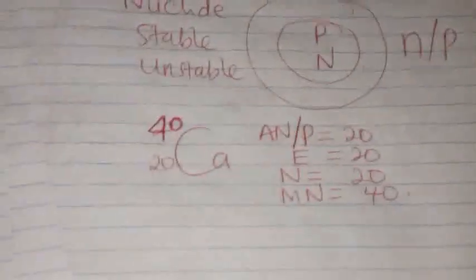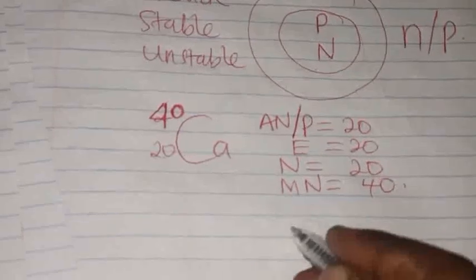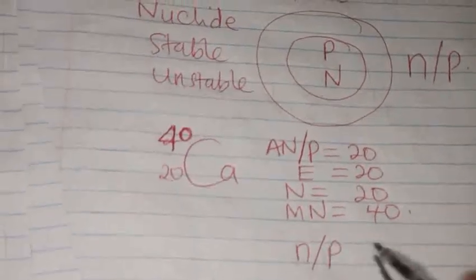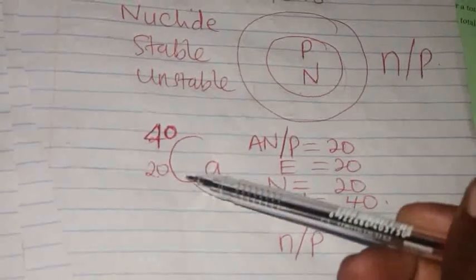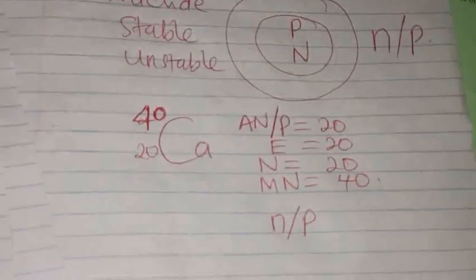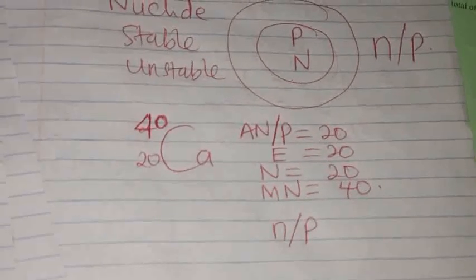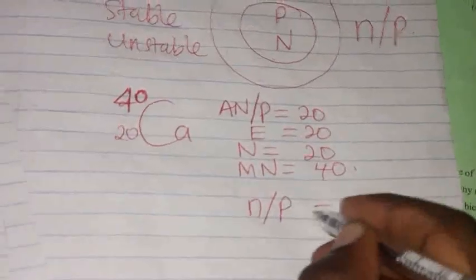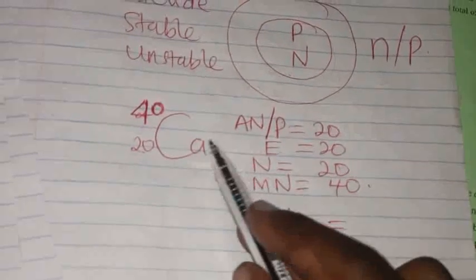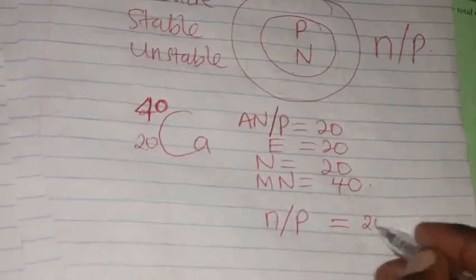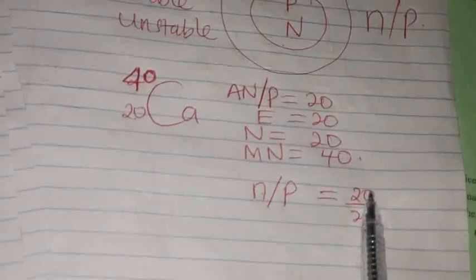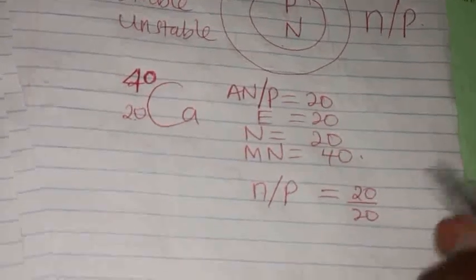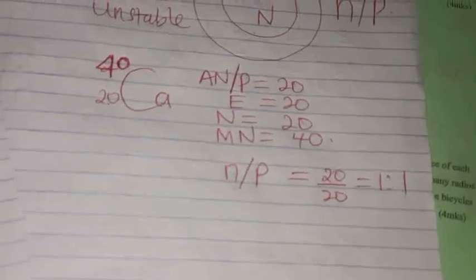So to proceed, the neutron-proton ratio can tell us whether the nucleus of this atom is stable or unstable. The neutron-proton ratio of the calcium nucleus is going to be 20 divided by 20. That is the neutron number, which is 20, and the proton number, which is also 20. So the ratio becomes 1 to 1.